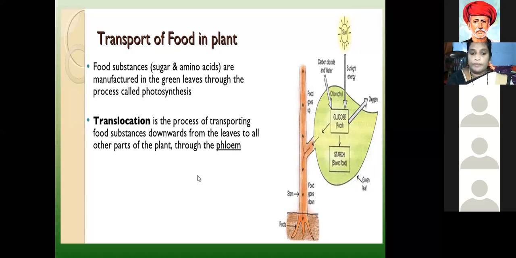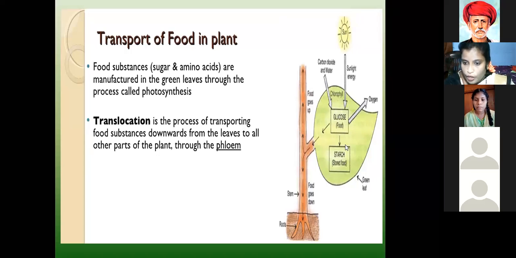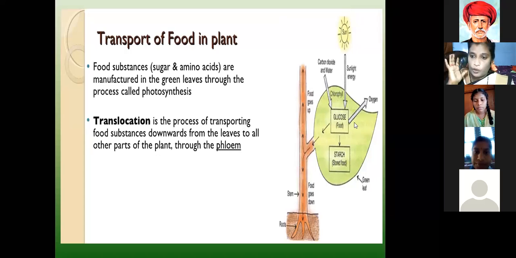Next, translocation is the process of transporting food substances downwards from the leaves to all the parts of the plant through the phloem. The food materials are sent to the remaining parts also. In this picture we see that the leaf has glucose, that means food contents. It is turned to starch, which is stored food. Green leaves have chlorophyll; the green color indicates chlorophyll. Only green leaves participate in the process of photosynthesis.